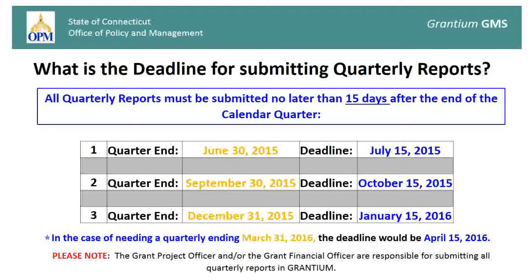What is the deadline for submitting quarterly reports? All quarterly reports must be submitted no later than 15 days after the end of the calendar quarter. For instance, if the quarter ends on June 30th, 2015, the deadline is July 15th. The quarter ending September 30th is due on October 15th, and the quarter ending December 31st will be due on January 15th, 2016. In the case of needing a quarterly ending 3/31/2016, the due date would be 4/15/2016. Please note, the grant project officer and/or the grant financial officer are responsible for submitting all quarterly reports in Grantium.